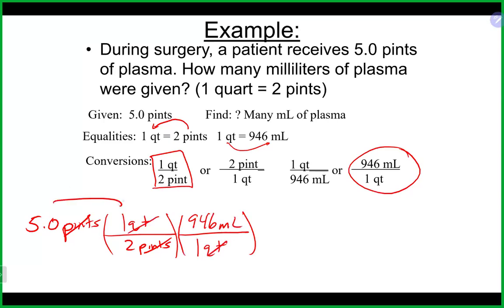Once again, multiplying across the top here, making sure to hit equals at the end. Coming back and dividing by the bottom, also making sure to hit equals. Going to give us something on our calculator of 2365 milliliters. So let's talk significant figures here. Do I need to worry about this one? The answer is yes. That's an English to metric conversion.